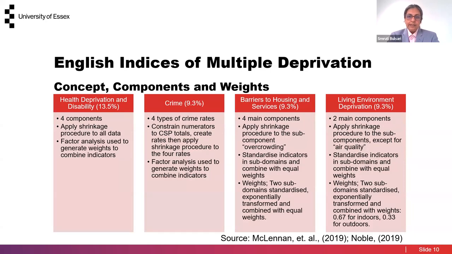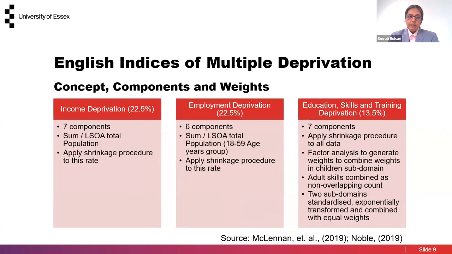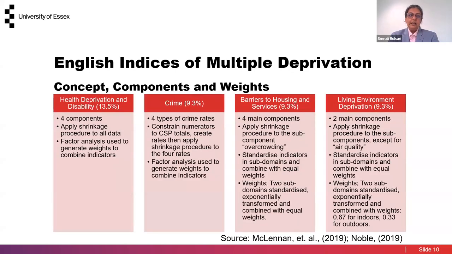Each of these domains has been assigned weights. So the income domain and employment domain have been assigned 25.5% each. Education, skills and training and health deprivation and disability are assigned 13.5% each. And crime, barriers to housing and services, and living environment are assigned 9.3% each.